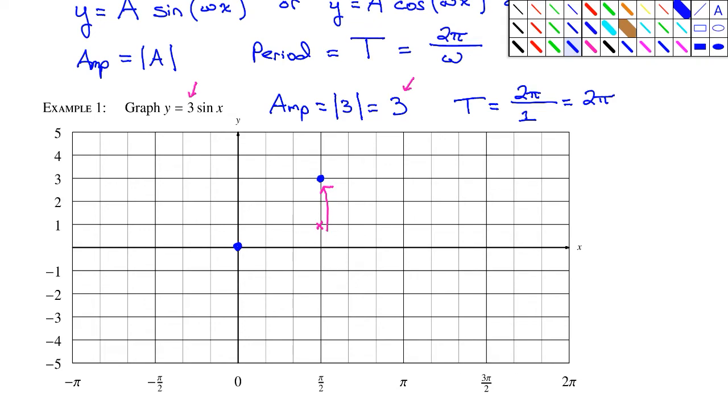Then at pi, the sine of pi is 0. The sine of 3 pi over 2 is, again, negative 1, but because of the amplitude change, it stretches it out down to negative 3. And then the sine of 2 pi is 0. Let's go ahead and fill in the back side as well. We know that this curve is going to go down as we go backwards here. So it's going to go down to negative 3, and then at negative pi it goes back up to 0. It has to follow the same repeating pattern over and over.